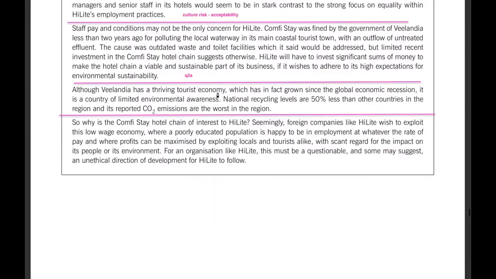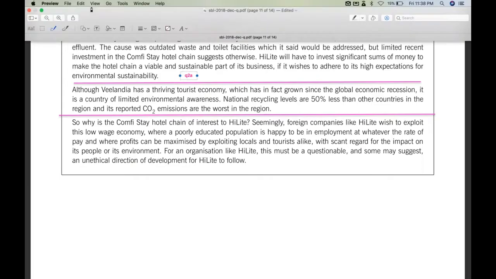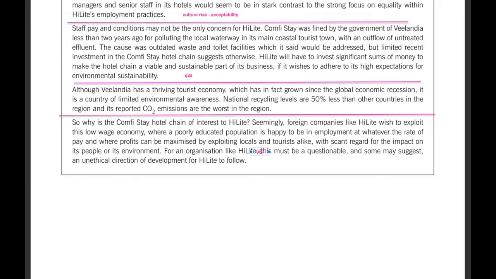And then, although Finlandia has a thriving tourist economy, which has in fact grown since the global economic recession, it has limited environmental awareness. Recycling levels are 50% less than other countries. So these are the things that you can use to help you answer question 2A.